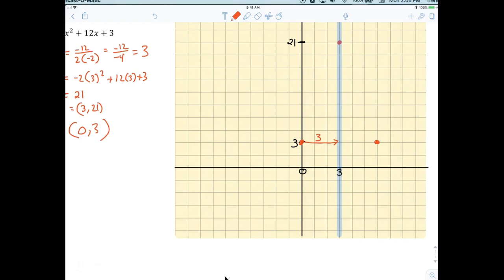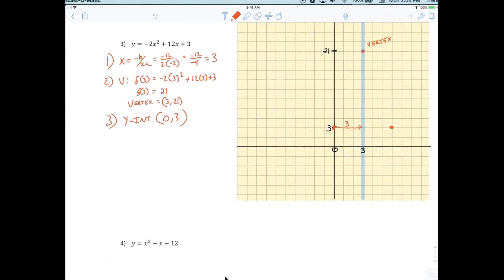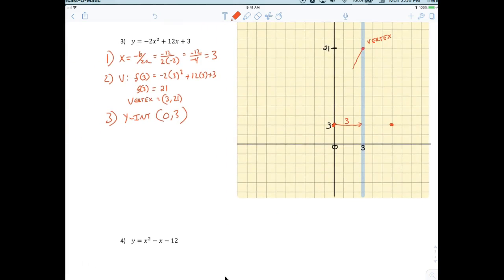Right? Some of the kids accidentally put it on the other side because they think this is the vertex. That's why it's important to label that the vertex. Now, how happy are we? Well, we're happy because I'm just drawing my graph now. And that is the graph of that parabola. Right? It's not a big deal at all.